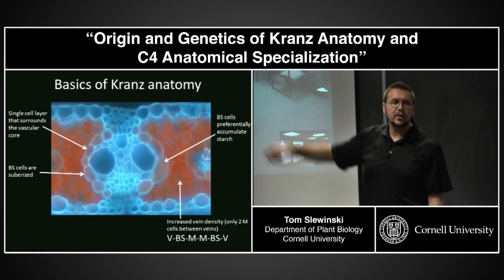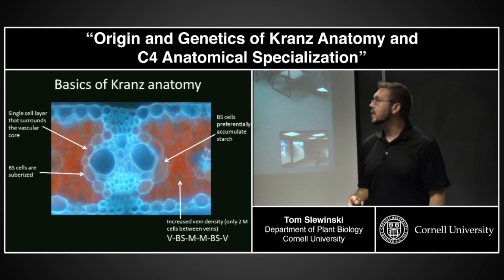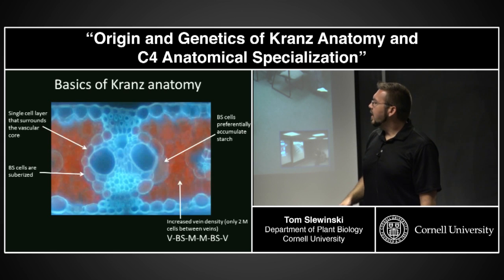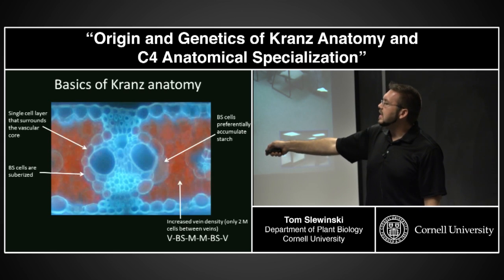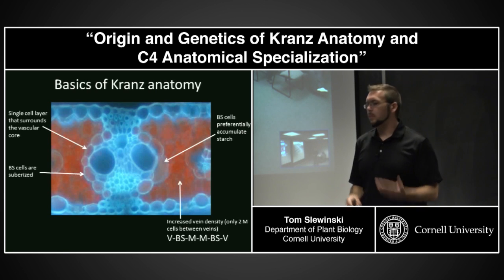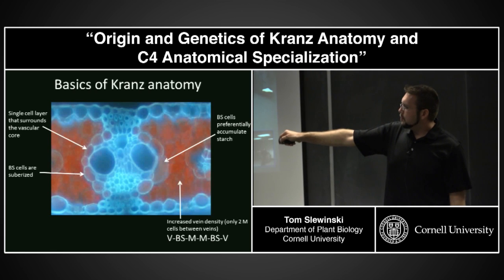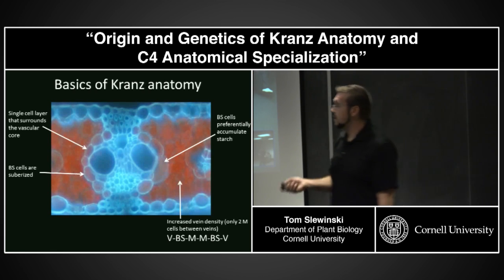Mesophyll can accumulate starch when the phloem is blocked and carbohydrates are backed up, but it seems to have a preference for the bundle sheath. And there's an increased vein density in the C4s, which leads to a 1-to-1 ratio of bundle sheath to mesophyll, where you get this vascular core, bundle sheath cell, mesophyll, mesophyll, bundle sheath cell, and then another vascular core.